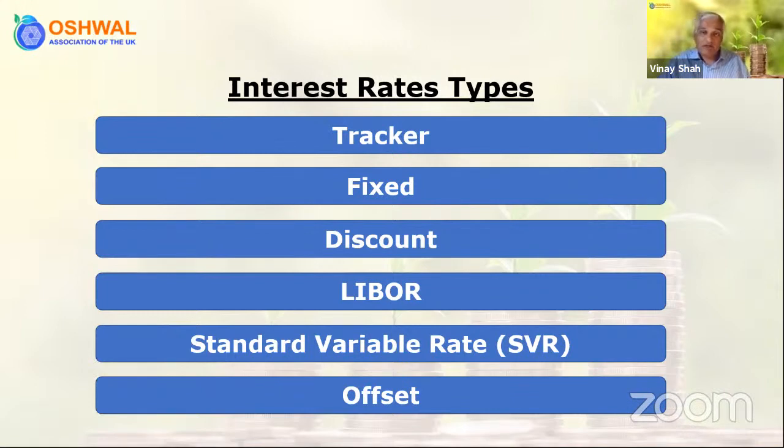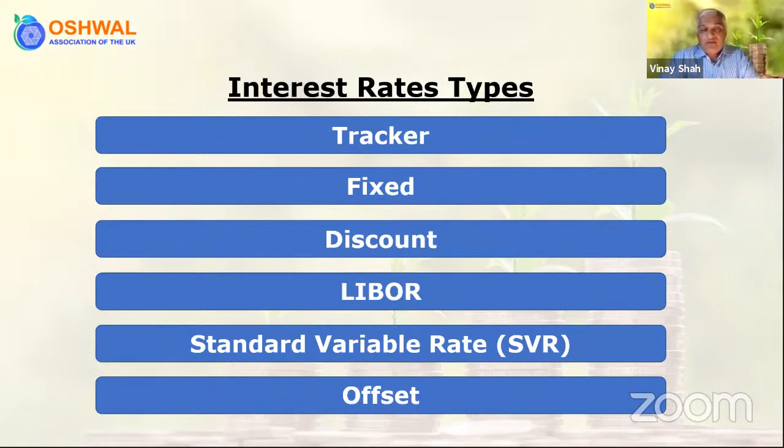All the other types I've mentioned before, like tracker, fixed, and discounted rates, if you try to pay off your mortgage early, there can be penalties for doing that. A lot of lenders do then give you an amount of capital that you can pay without incurring any penalties, usually 10 or 20% of the capital.